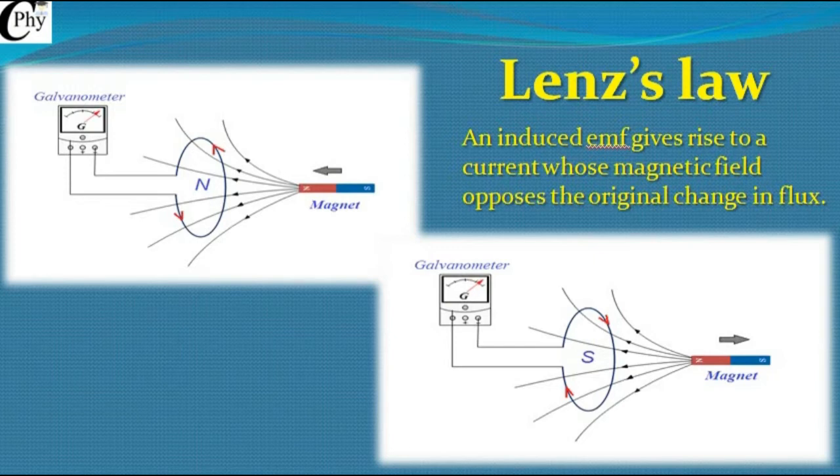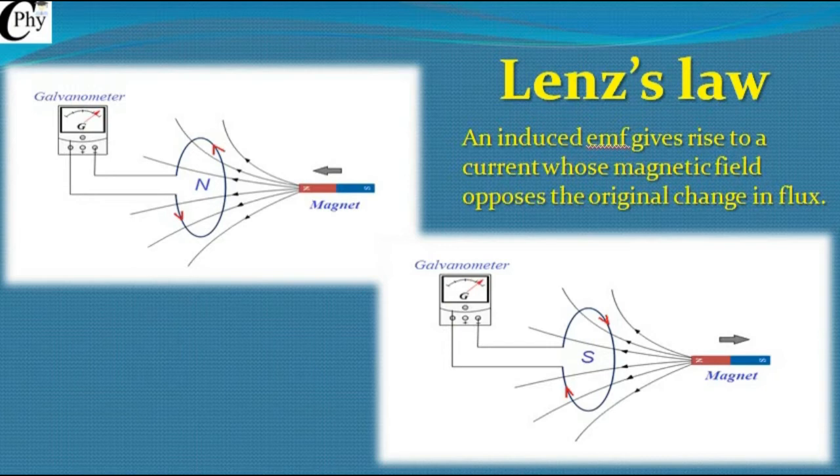Now we are in a good position to discuss Lenz's law. According to Lenz's law, if you try to change the magnetic flux passing through a coil, an induced current will generate in such a direction that it will oppose the original change of magnetic flux.